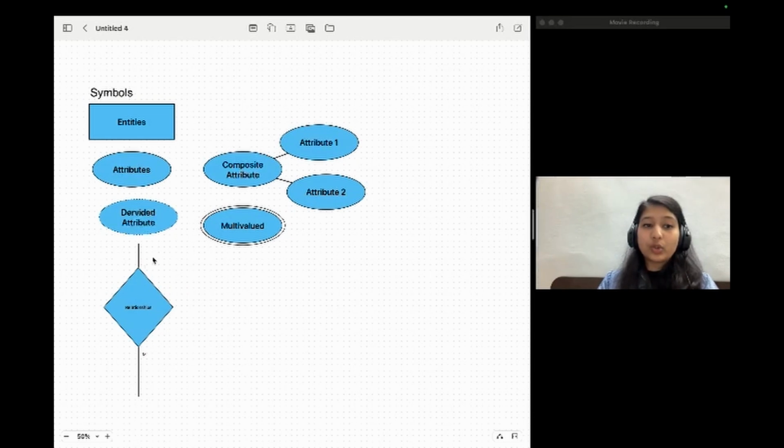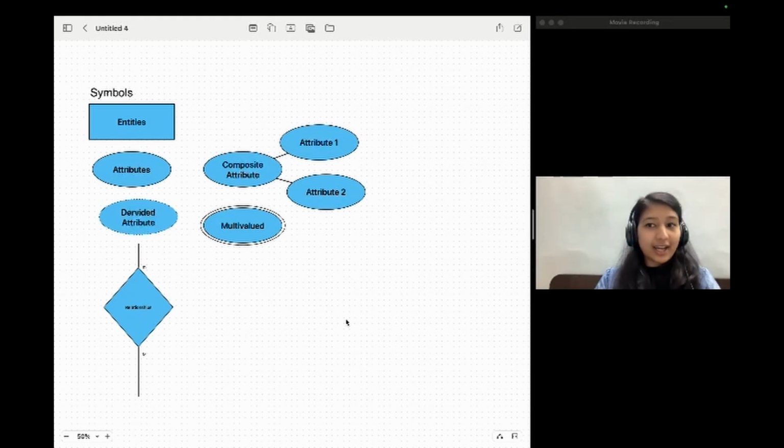Okay, if it is one to one, just write one here. If it is many to one, just write many here. If it is many to many, just write m here. So this is how you represent the components of the ER diagram. That's it, you are done with ER model symbols.